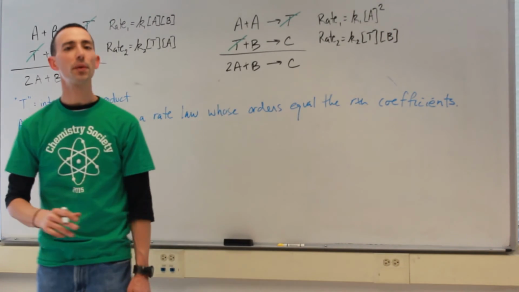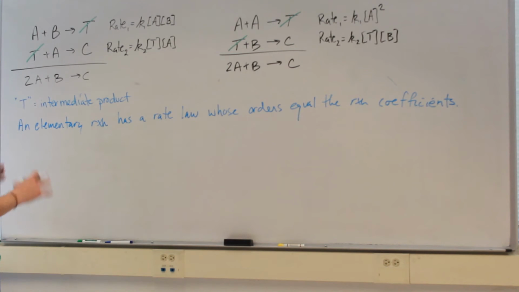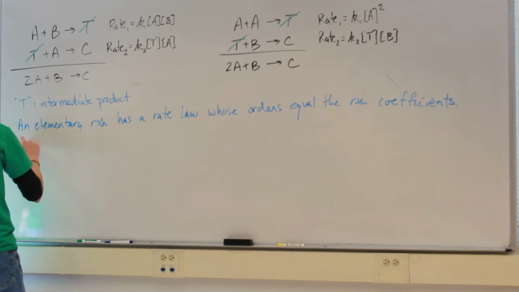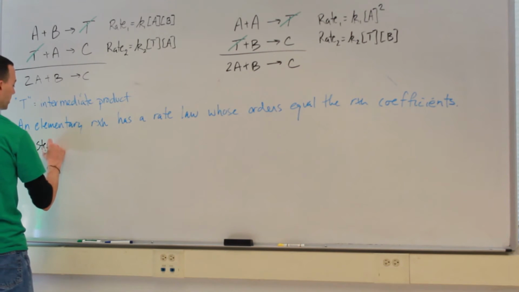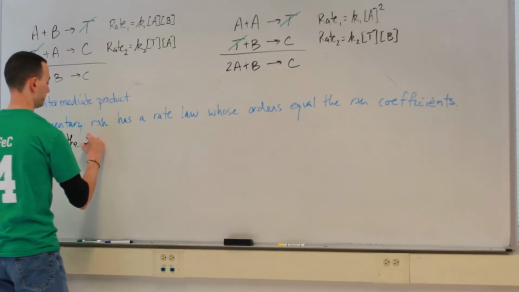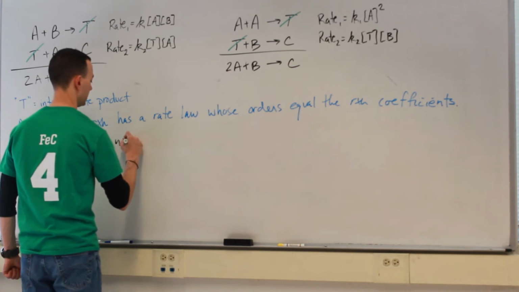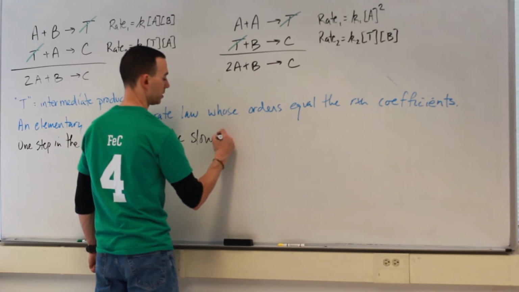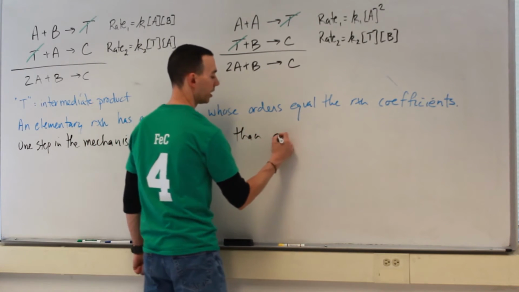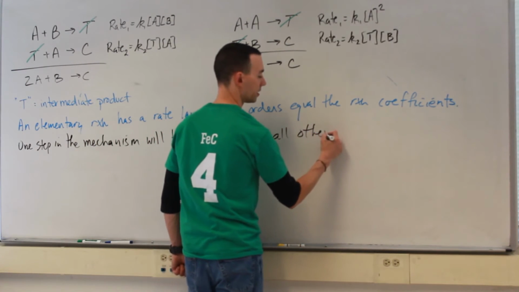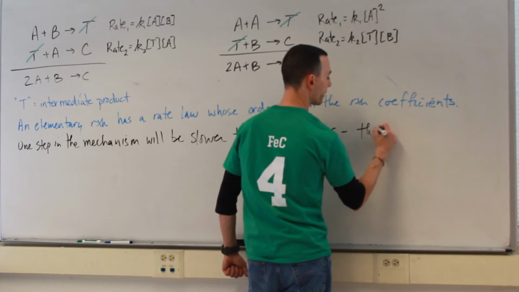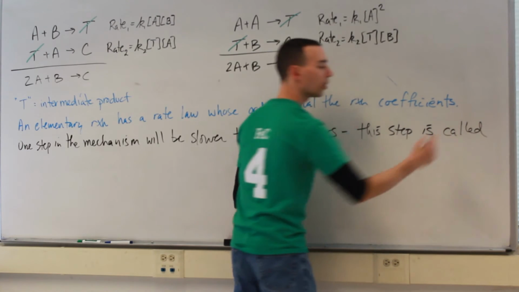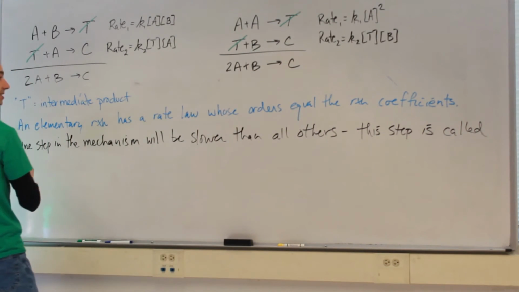All right, so we've been able to write individual rate laws for each of the steps. And here comes the clincher now. One step in the mechanism will be slower than all others. This step is called the rate determining step.